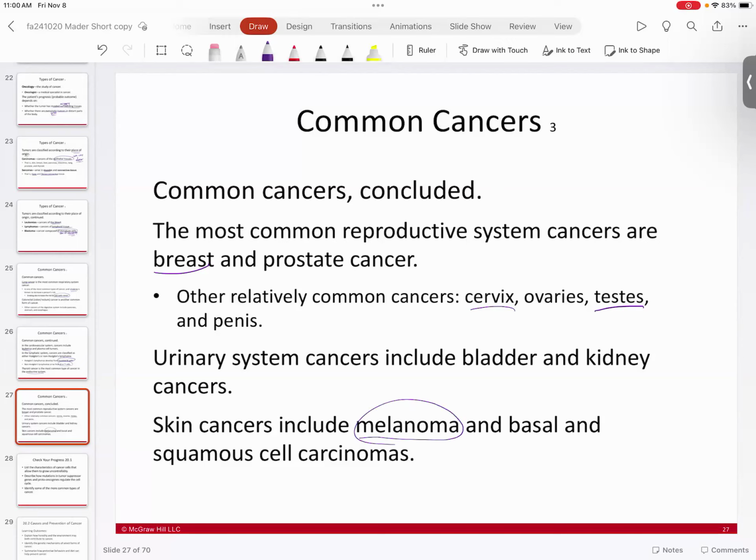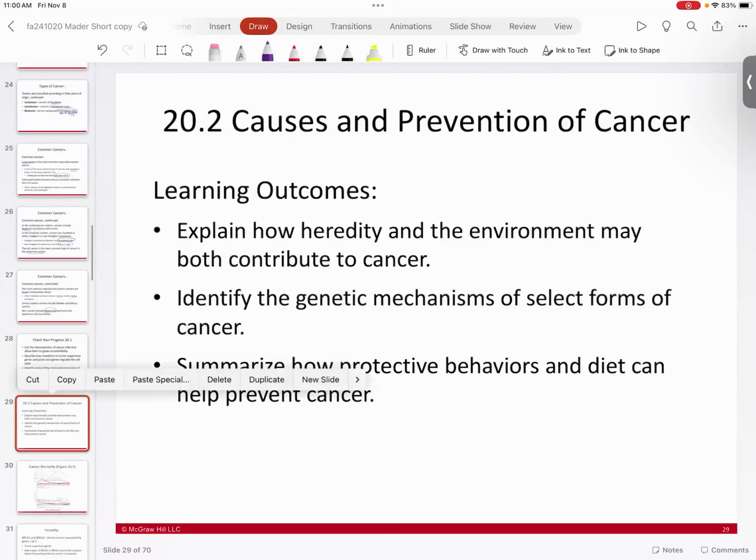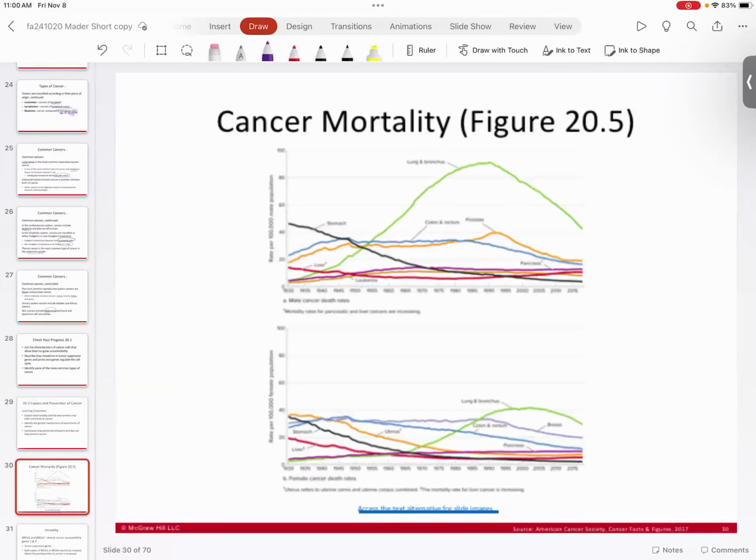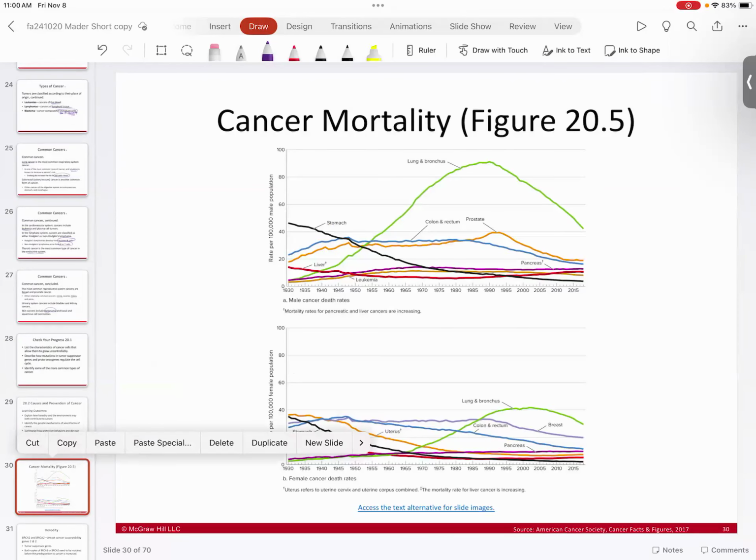And basal and squamous cell carcinomas. So those are going to be epithelial in nature. So melanoma is the real big one. And that's actually one of the hard ones here for Colorado, because Colorado always makes the top five in the country for frequency and risk of melanoma because of our altitude and our outdoor lifestyle, constant exposure to UV radiation.